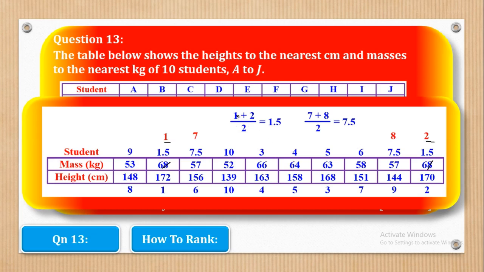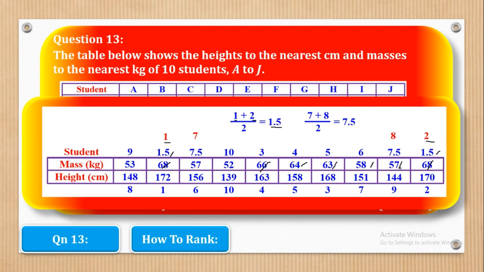So we say 1, which is the would-be position for one value, and 2, which is the would-be position for the other value. Divide by 2, get 1.5. So both values will get rank 1.5 and 1.5. Now the next largest is 66. Now 66 will be rank 3 because 1 and 2 have been taken. Next will be 64, it takes rank 4. Next is 63, takes rank 5. Next is 58, takes rank 6.